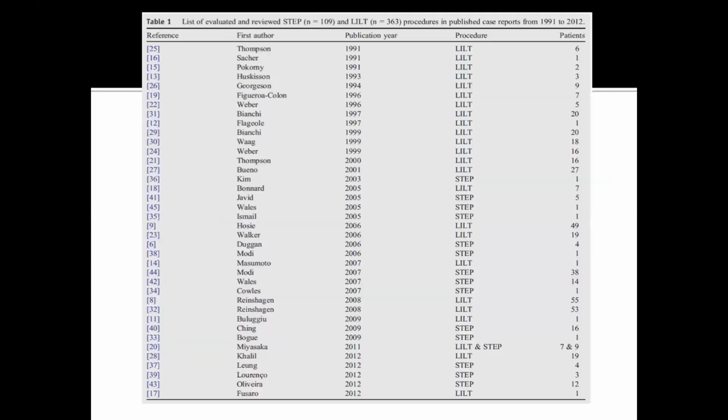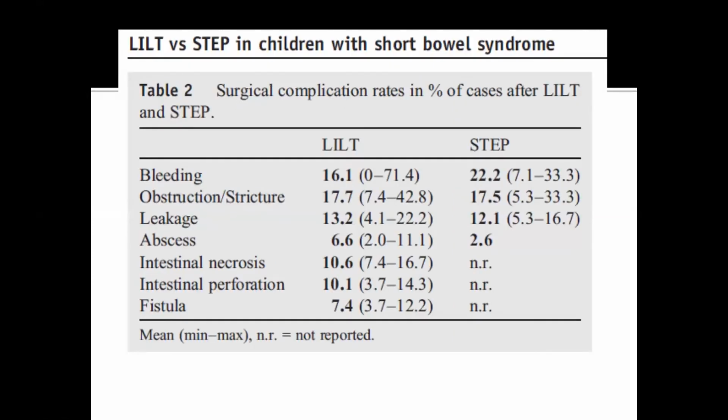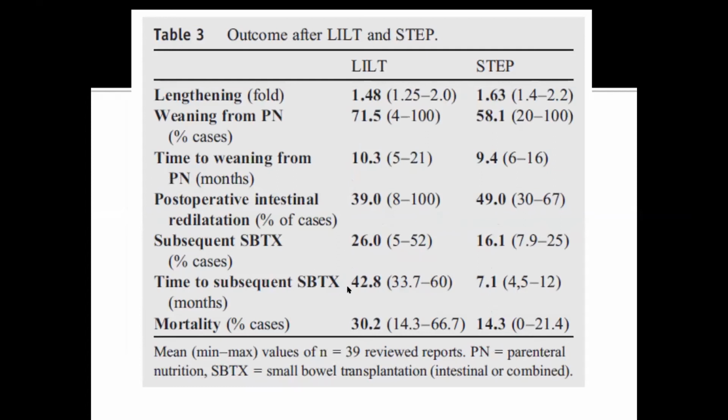Comparing Bianchi to STEP procedure, many studies were done in this regard. I just mention one of them. Risk of bleeding was higher in the STEP procedure group. Risk of obstruction is the same. Leak is about the same. Abscess formation was more common in the Bianchi group. Intestinal necrosis, perforation, and fistula formation were only present in the Bianchi procedure. So major complications are very rare or negligible in the STEP procedure compared to the Bianchi procedure. Not only that, mortality was less in the STEP procedure, and time for weaning of TPN was less in the STEP procedure.